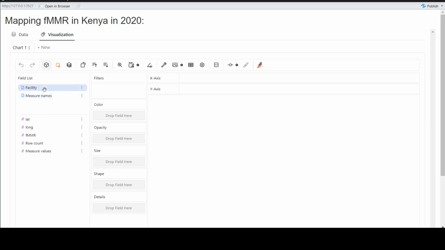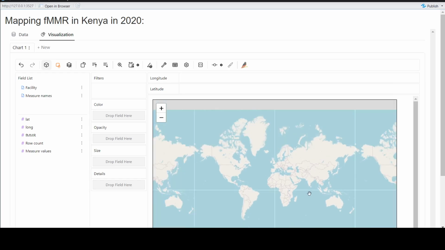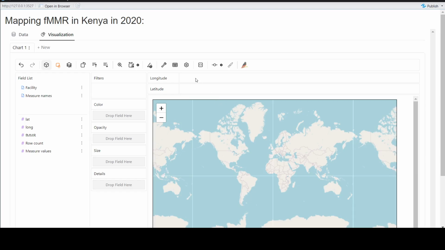So here we are looking at the facility and the latitude and the longitude and the facility maternal mortality ratio. So if you want to do a map, you just click on this icon. You can choose generic or geographic. So we choose geographic. It shows you the map, and you can put your coordinates here. You have longitude, you have latitude. So the data set already has those coordinates, which correspond to lat and long.